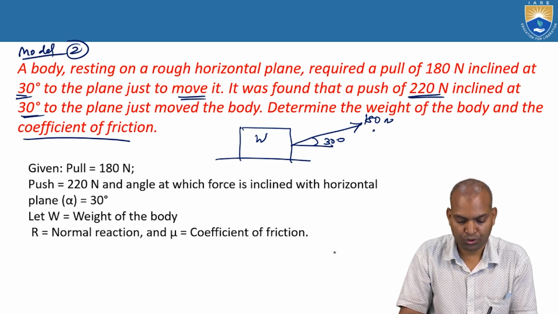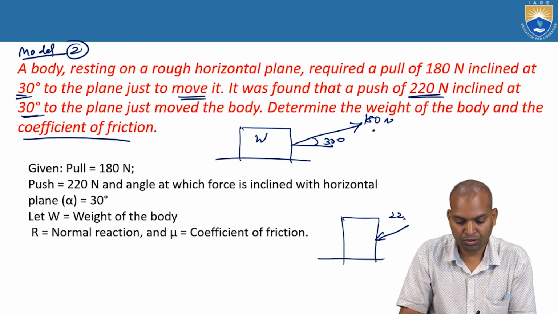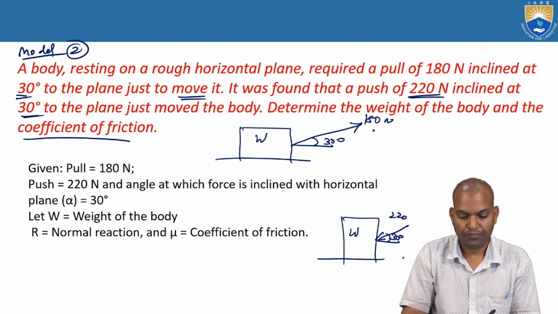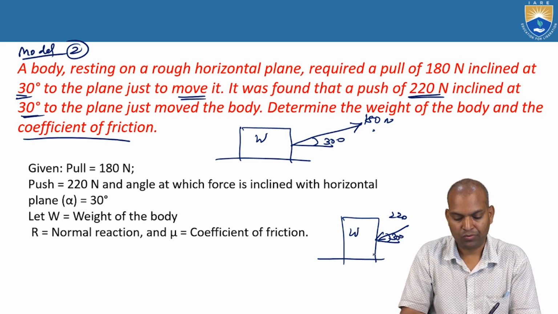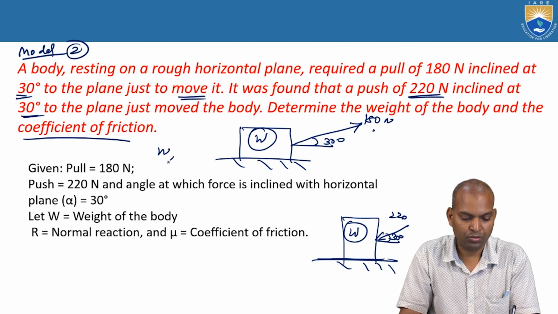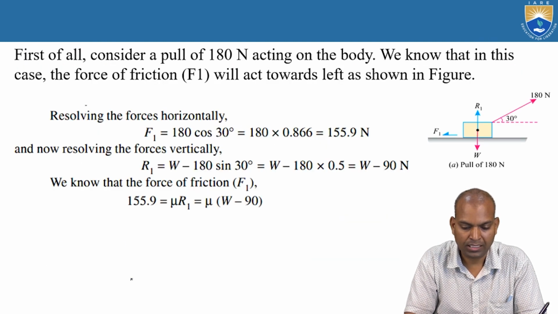Another case is the push. How much is that push? 220 newtons. In the second case, what is the inclination? 30 degrees. That is W. From these 2 cases, what is the weight of the body? There are 2 unknowns, W and the coefficient of friction mu, which are to be calculated. Let us begin.